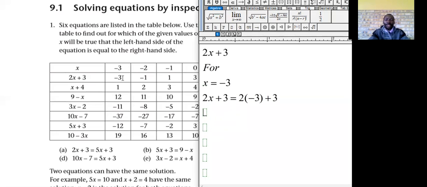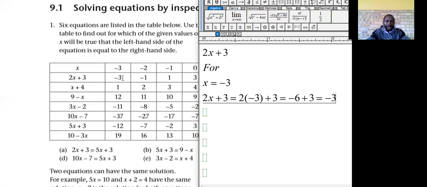3. Now notice that from here we can still continue to get what? 2 times -3 is -6, which we have to add to 3. Then we get -3. So this is to show you what really happened.